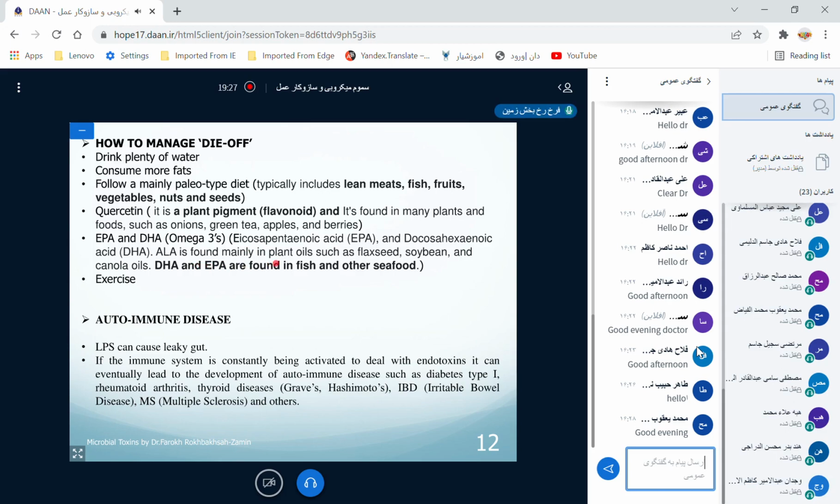ALA is found mainly in plant oils such as flaxseed, soybean, and canola oil. DHA and EPA are found in fish and other seafood. And it is important to exercise. By exercise, you make your metabolism maximum and kidney filtration maximum, and you try to keep the LPS at a minimum amount.